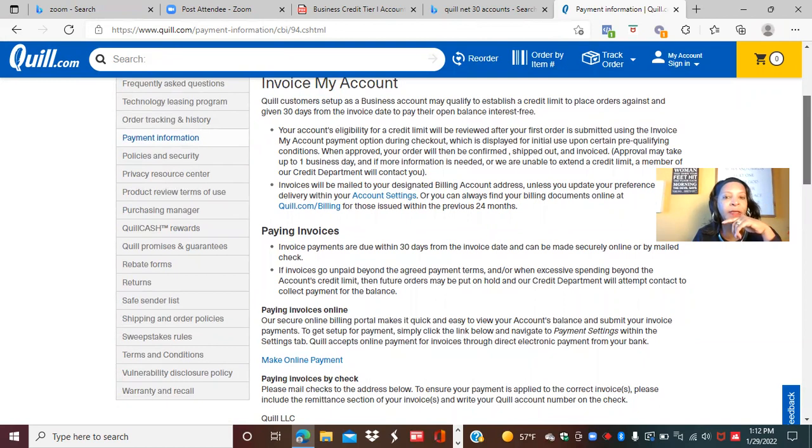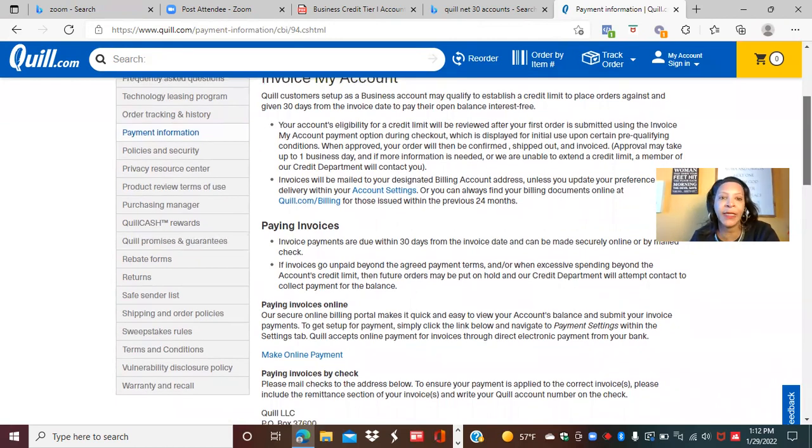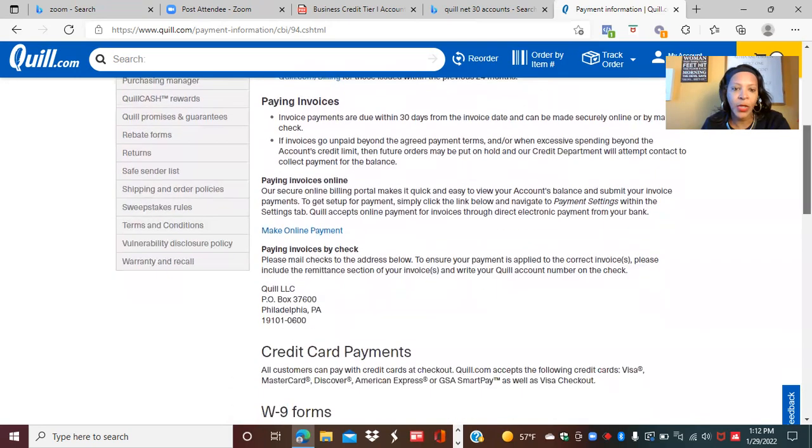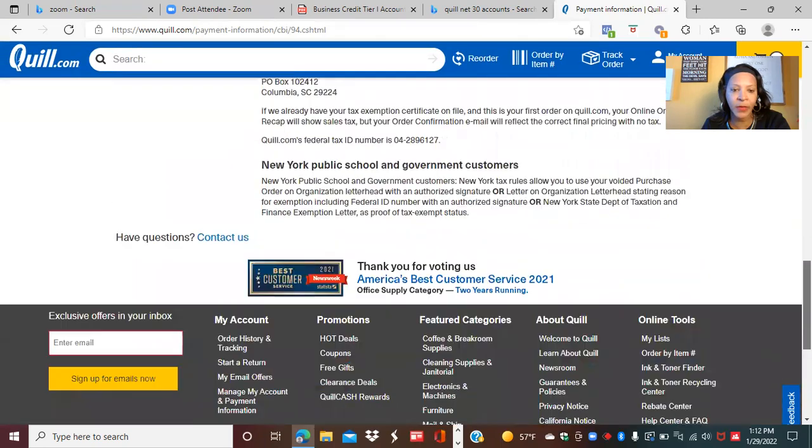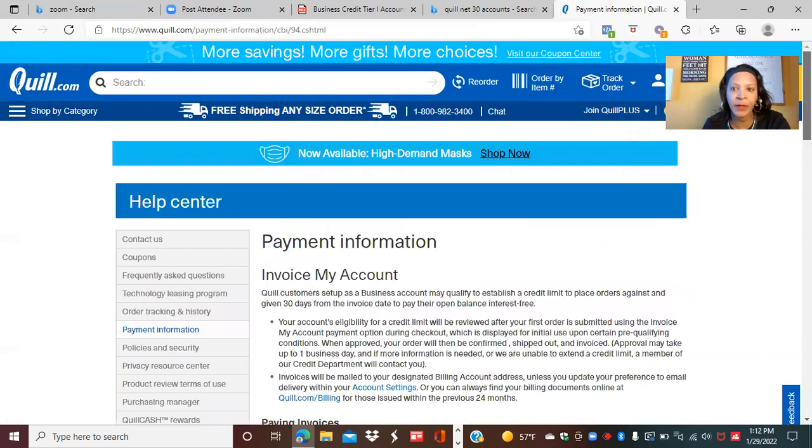Quill customers set up as a business account may qualify to establish a credit limit to place orders against the given 30 days from the invoice date to pay their open balance interest free. Okay, and then here are the steps. Invoices will be mailed to your designated billing account address unless you update the preferences. Okay, and that's how you would go about setting up your account.